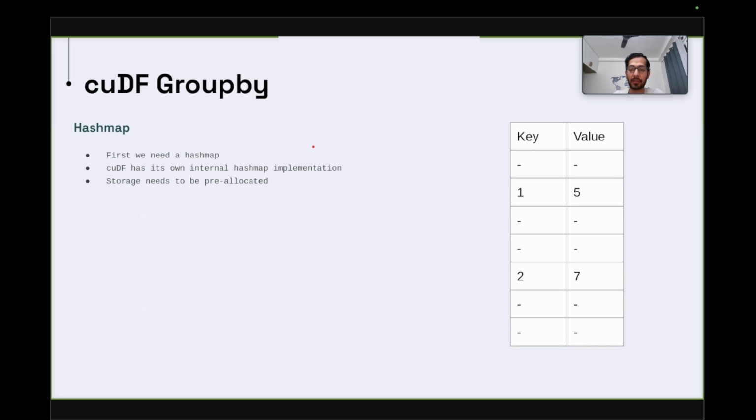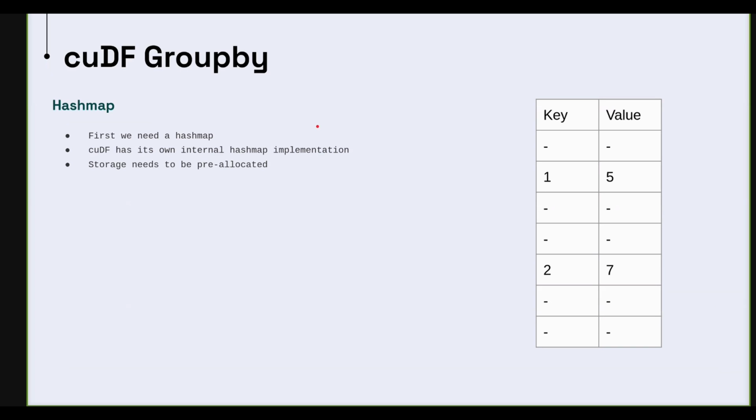And again, that's because you don't want to exit from your kernel, go and increase the storage and come back. So the way to do it is you make a hash map as big as the number of possible values that you're going to put in it.